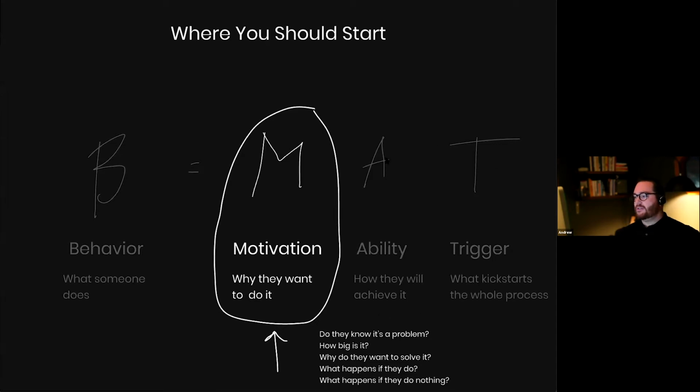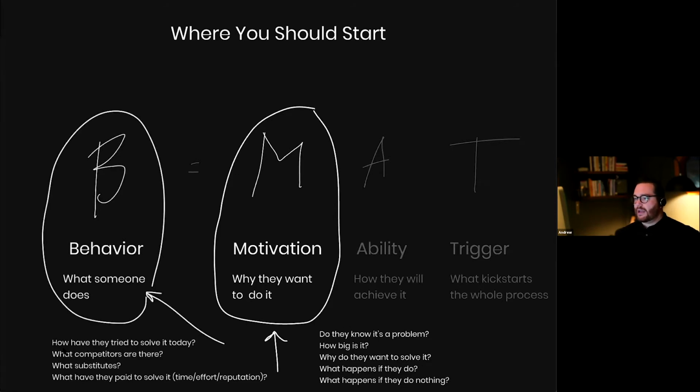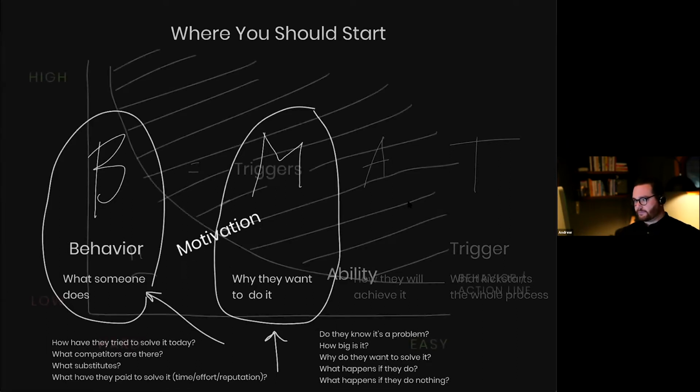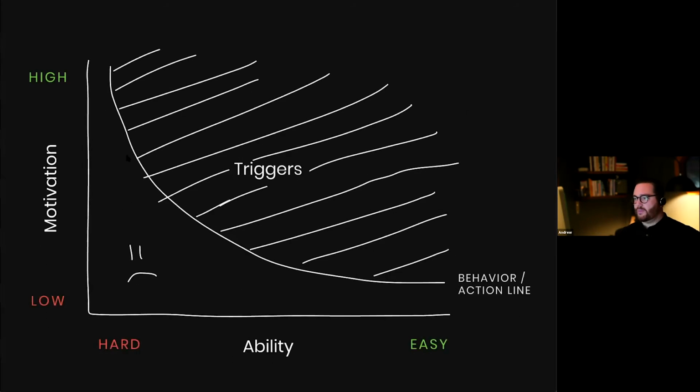But with motivation, do your users know it's a problem? How big is the problem? Why do they want to solve it? What happens if they do solve it? And what happens if they do nothing? And then pair that with, how have people tried to solve it today? What competitors are there? What substitutes? What have people paid to solve it? Time, effort, reputation. Those are all important.